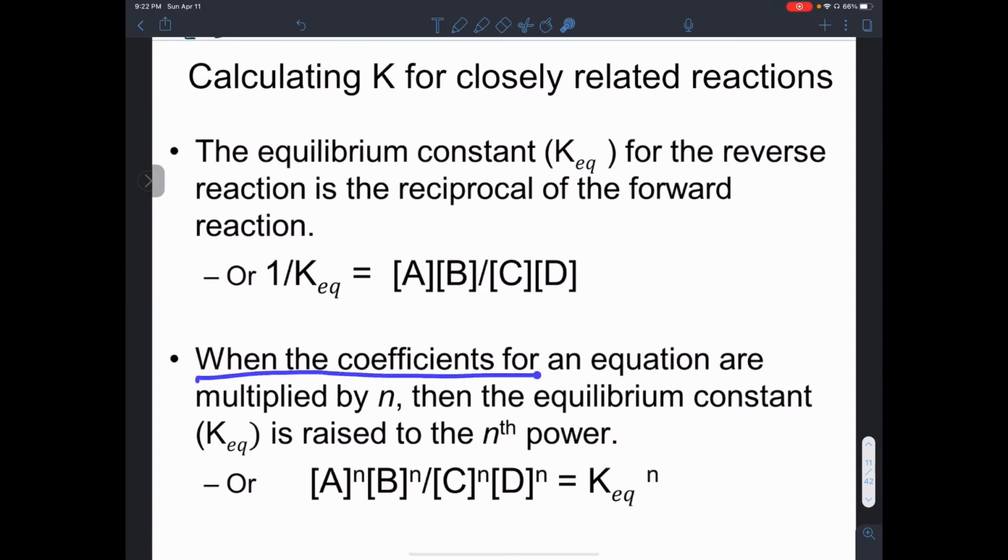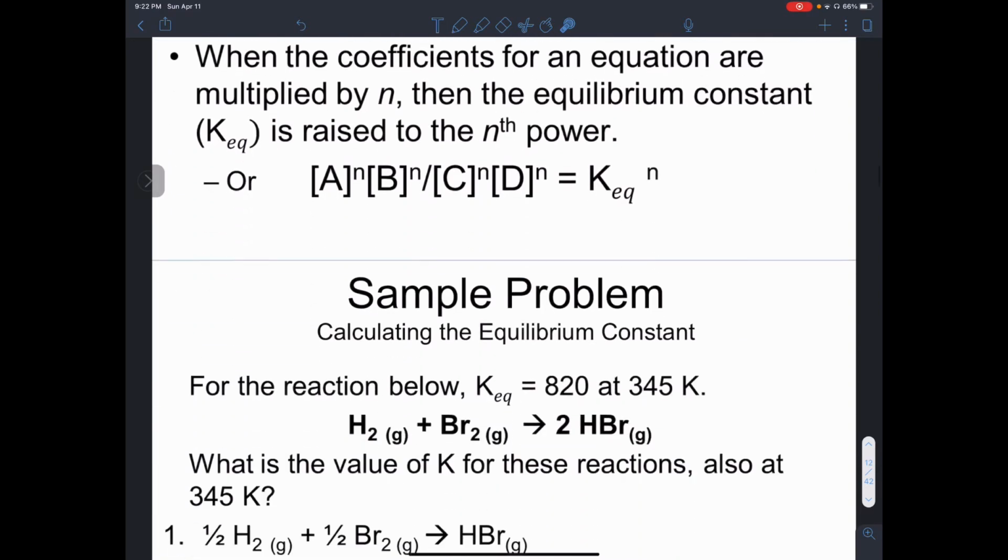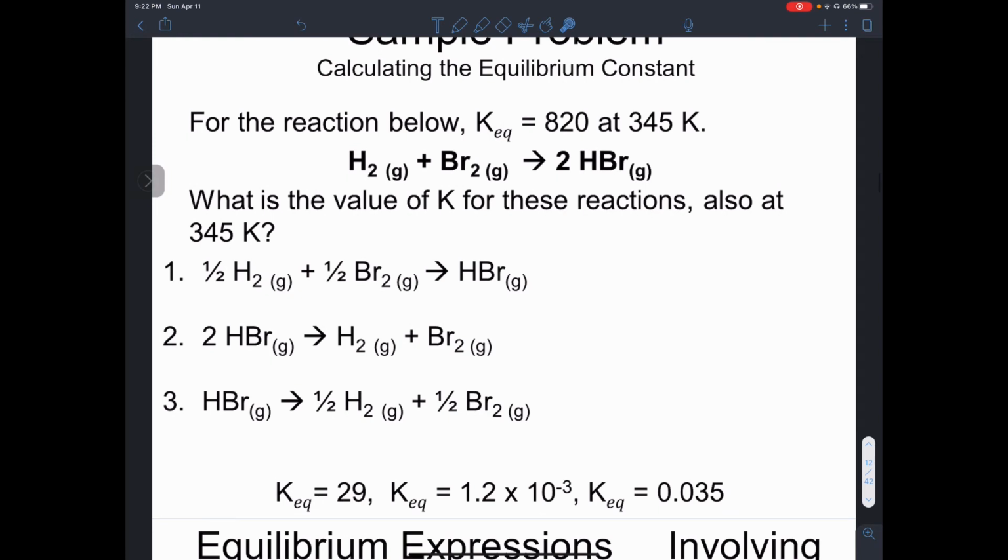Likewise, when the coefficients of an equation are multiplied by n, then the equilibrium constant can just simply be raised to the nth power. So when we're given an equation in which each of the coefficients can match, or we can make one overall coefficient for the whole equation that matches, then that can just become the power that KEQ is raised to. So it just gives us some other options, and here are some examples of how to do that.